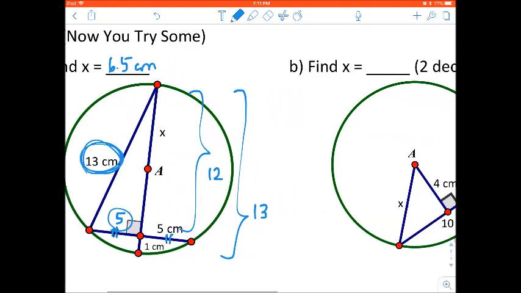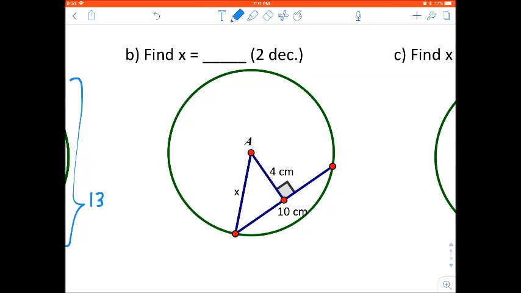If you look at the next one, we want to solve for x, the hypotenuse on a small right triangle. We have 4 for one of the legs, and then because of the right angle and the radius drawn to the chord with a right angle, it bisects the chord. And so we know that this other leg is going to be 5.